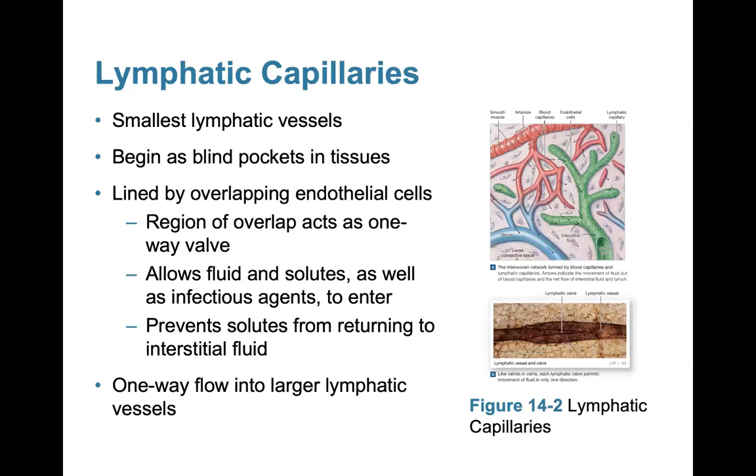Your lymphatic capillaries, these are the smallest lymphatic vessels. They begin as blind pockets in tissues. They are lined with overlapping endothelial cells. The region of overlap acts as a one-way valve. So what happens is as the fluid builds up in the tissue and that pressure builds up, the fluid will move into the lymphatics. But then as pressure builds up inside the lymphatics, it closes the opening and the fluid moves in a one-way direction. Unlike the cardiovascular system, which is a closed circuit, lymphatic vessels are a one-way flow.